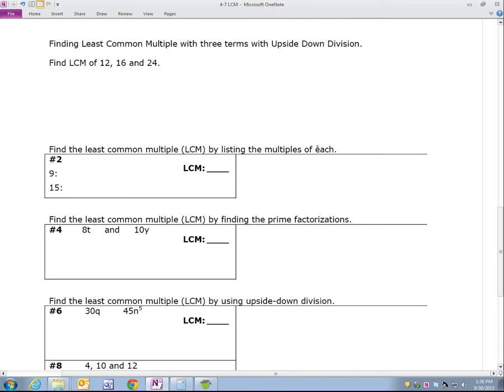Positive. Now, finding the least common multiple with 3 terms with the upside down method. So we can do it with 3 terms. Upside down method, we're going to take a 4 out of here. No, we're not. I like to keep them prime. That way you don't get confused when you're finding prime factorization if you want to use that.